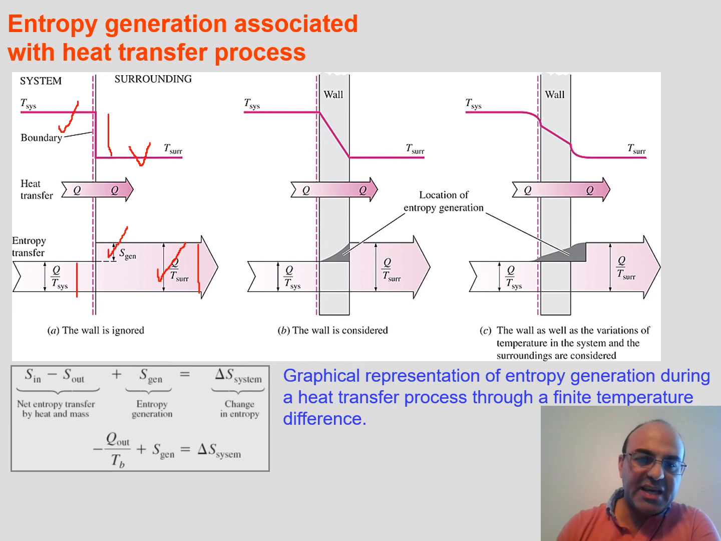So in case A, the wall thickness was neglected, so we saw a sudden drop in the temperature. But if you want to consider the thickness of the wall, and it's a linear wall, the temperature will drop linearly. You will see it in heat transfer. So during this, entropy generation will still occur, but in a gradual way.